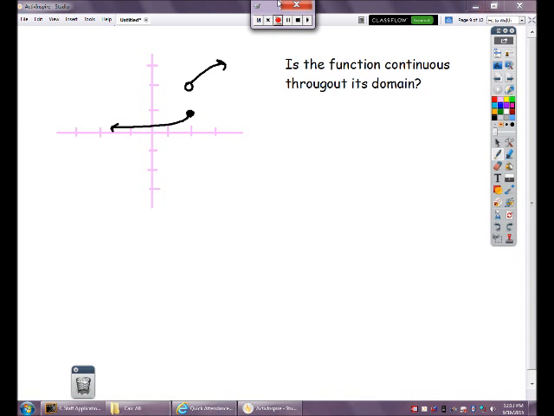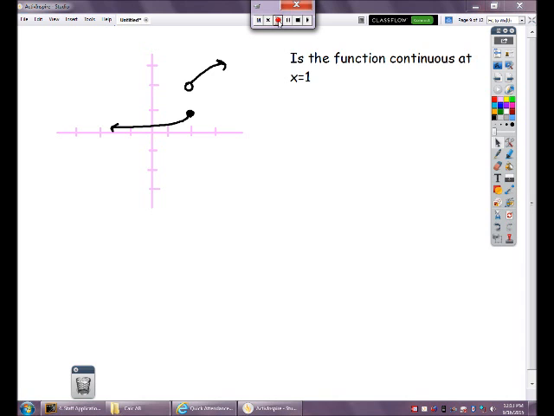So given the following function, the question is, is this function continuous throughout its domain? If I'm asking throughout its domain, you would say no, because clearly there's a gap in here. You're used to just saying, yes, I cannot draw that entire thing without lifting my pencil. But actually what's happening here is the limit is not existing at x equals 2. Therefore, the function is not continuous throughout its domain.